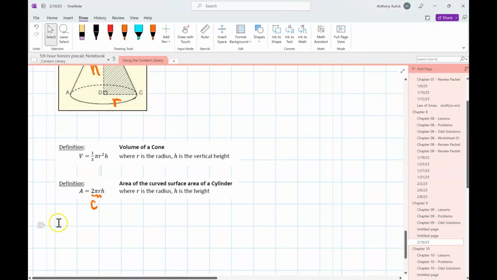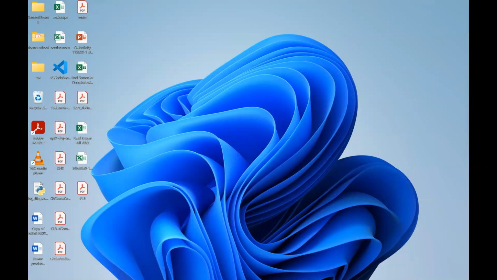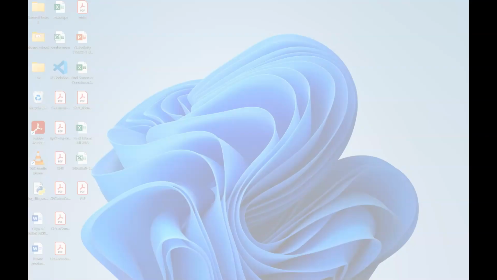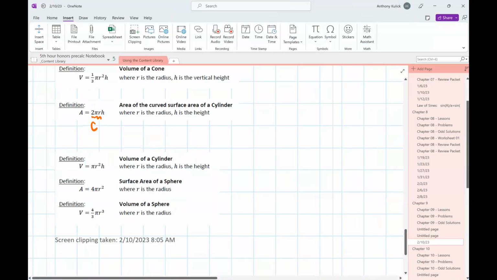What do we got here? So if we want the volume, again, more common geometry, the volume of a cylinder is pi r squared h. The surface area for a sphere was 4 pi r squared. The volume for a sphere was 4/3 pi r cubed.